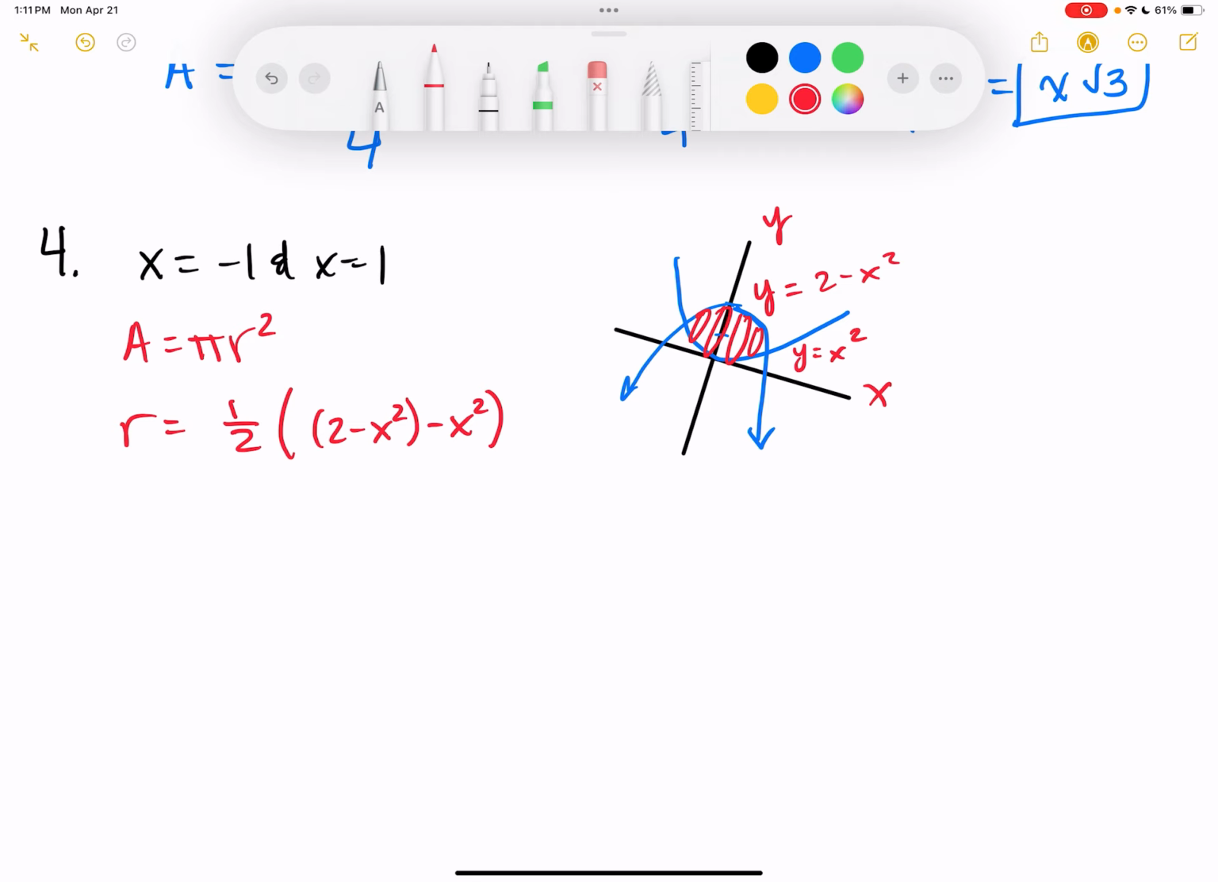How are you getting that? I'm looking for the distance between these two things, but that would be the diameter, so I'm taking half of it. This right here would be the diameter. So then r equals half of 2 minus 2x squared, or 1 minus x squared, is the radius.